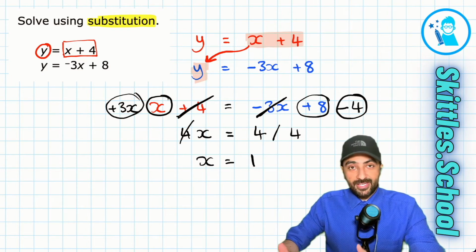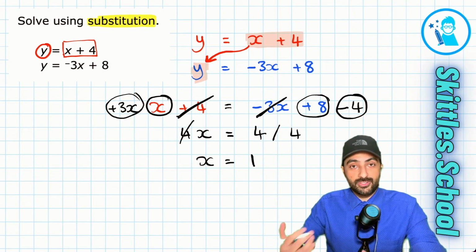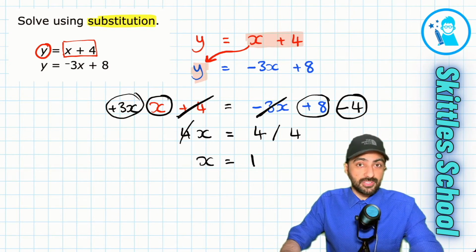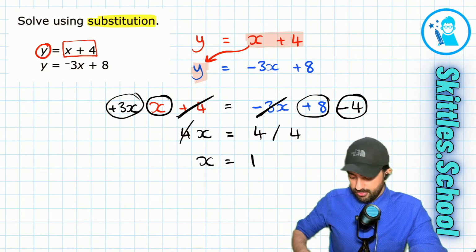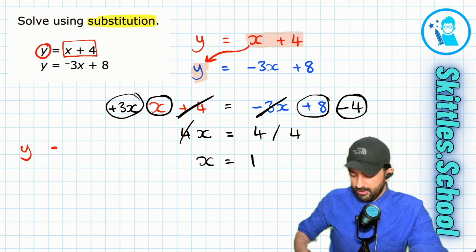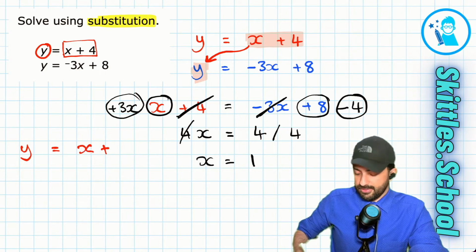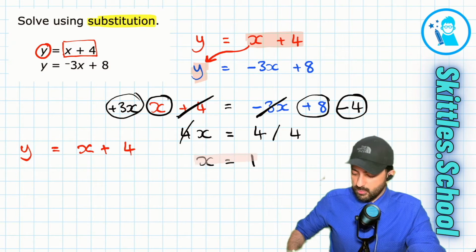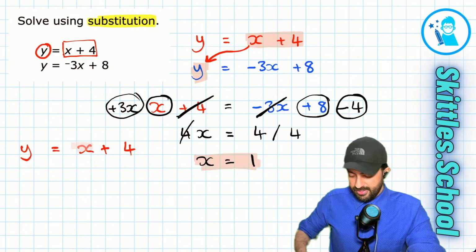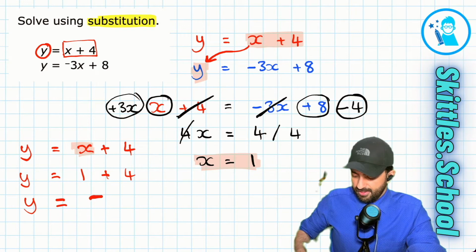Now we've got x. What we can do is we can use that to work out y. We can substitute x into the first equation to calculate y. So let's do that. So the first equation was y equals x plus 4. We've already worked out that x is 1. So let's replace the x with a 1. So 1 plus 4 is y. Therefore y must be equal to 5.